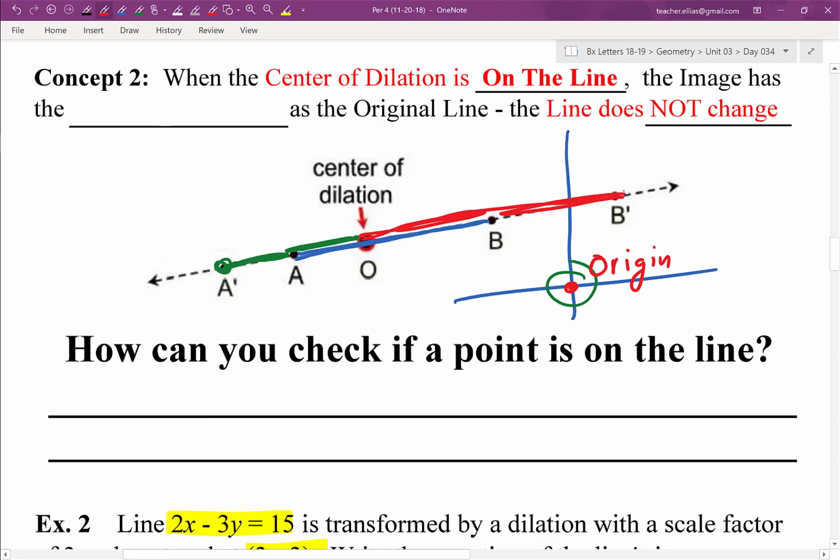No matter what, the green and the red are going to have the same y-intercept. So literally nothing changes. When your center of dilation is on the line, the image has the same equation.